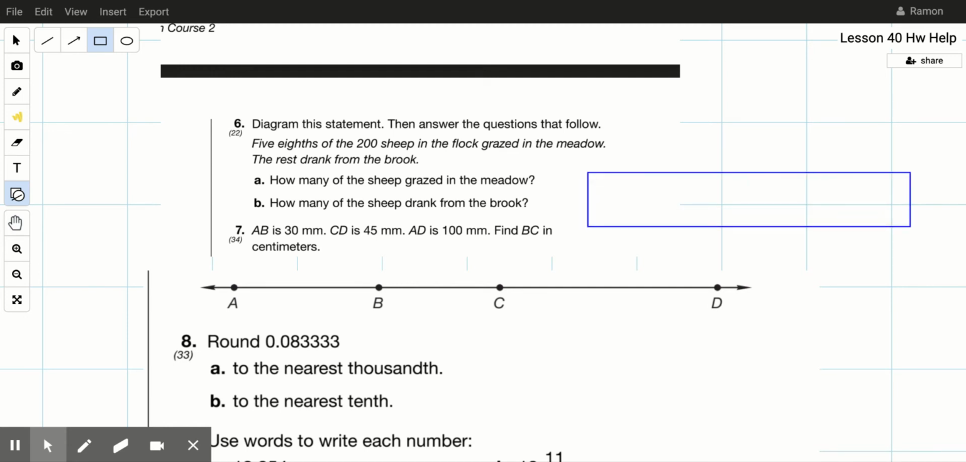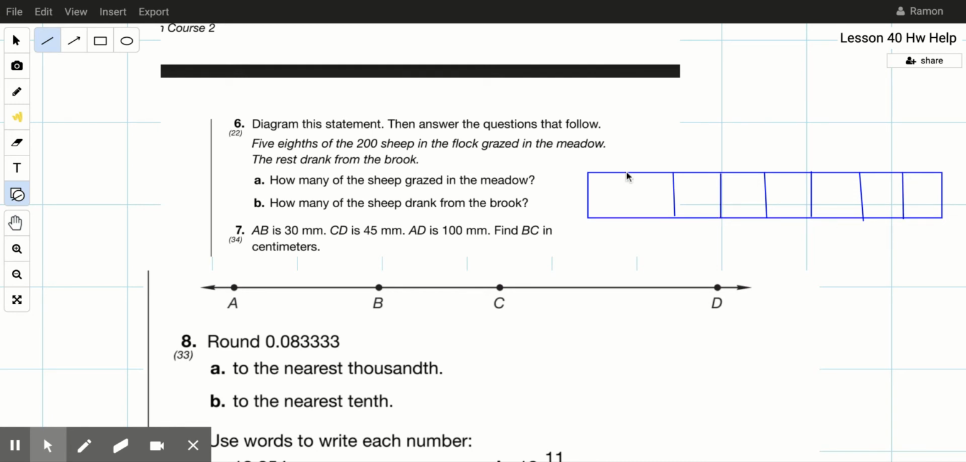So we got sheep that are grazing. We got sheep that are drinking. Not ship, because that is not the plural of sheep. 5/8. So that means we have to split this up into 8 equivalent sections. So that's the first thing we're going to do to diagram this.